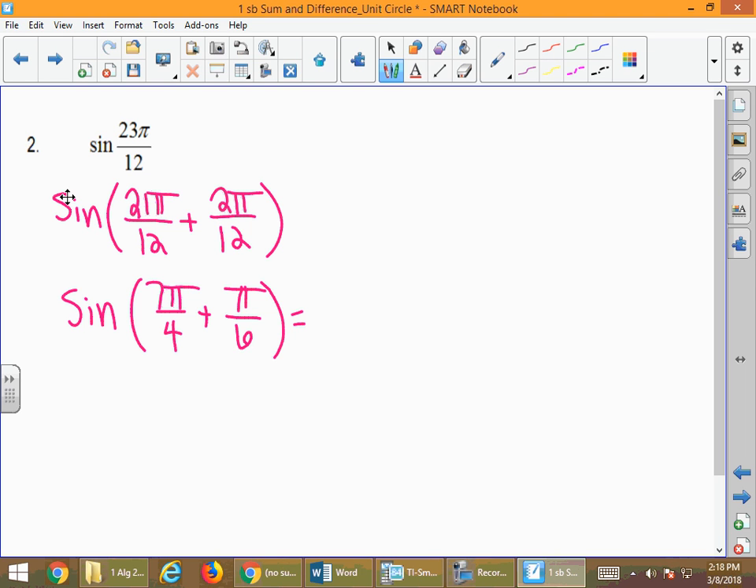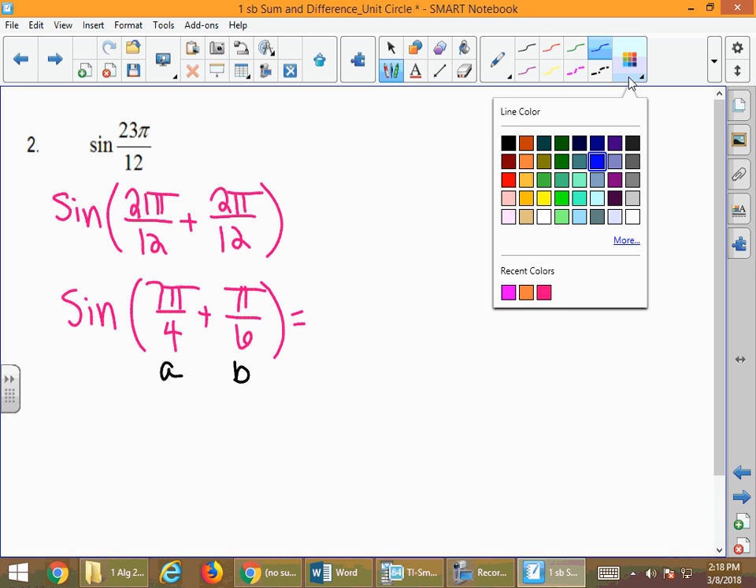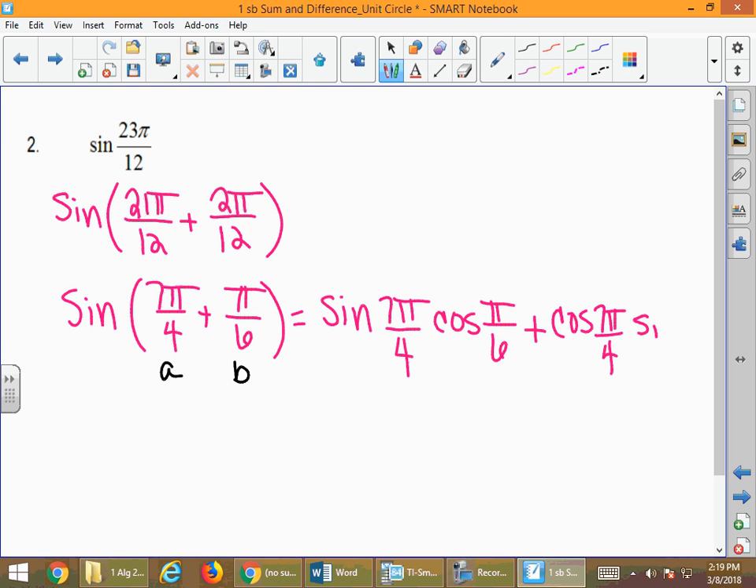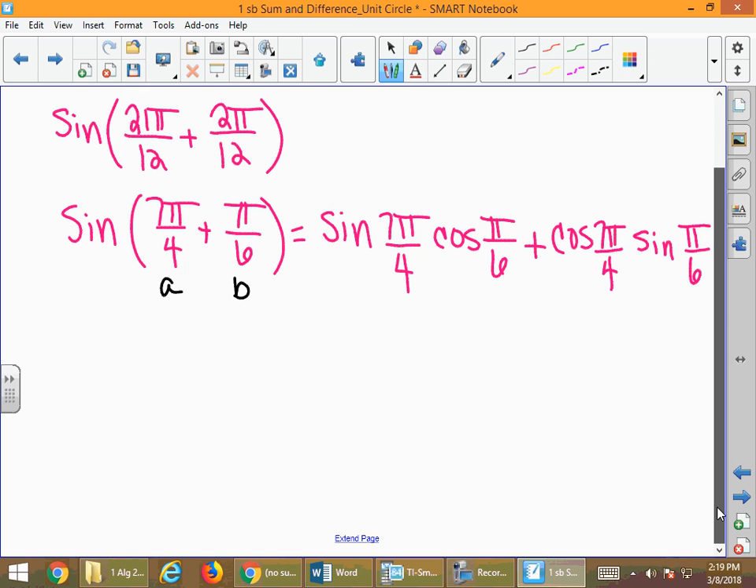So when we fill this in, once again, here's our A and here's our B. Look at your pink paper, if necessary, and this is sine of 7 pi over 4 times cosine of pi over 6 plus cosine of 7 pi over 4 times sine of pi over 6. So once we get the identity filled in, we can figure out the value.